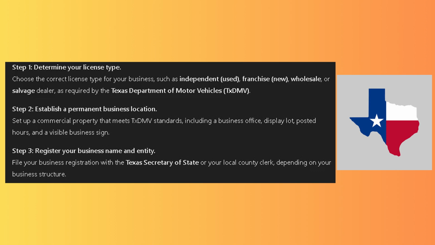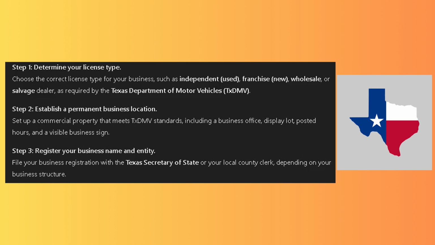Establish a permanent business location. Set up a commercial property that meets the TXDMV standard, including a business office, display lot, posted hours, and visible business signage.